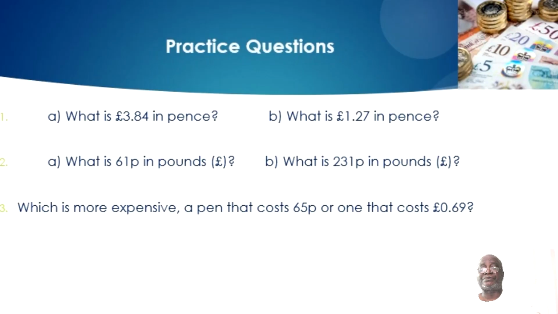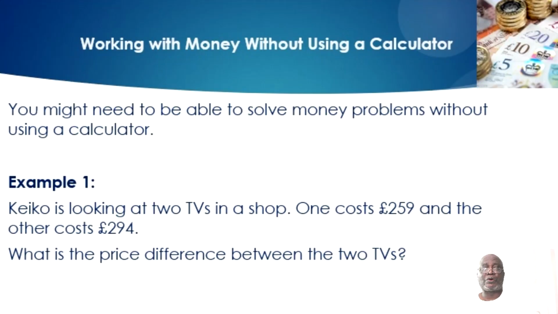You need to work without using a calculator, usually when you're adding. You might need to be able to solve money problems without using a calculator. Example 1. Keiko is looking at 2 TVs in a shop. One costs £259 and the other costs £294. What is the price difference between the 2 TVs? You always need to know how much you will save. That's what they're saying here.